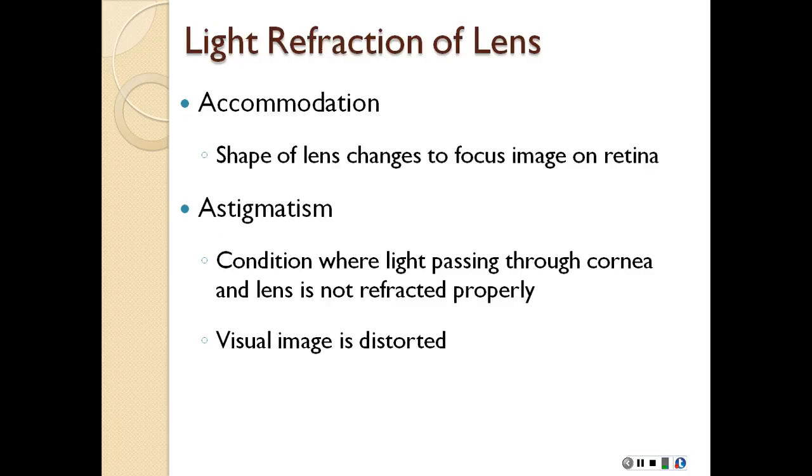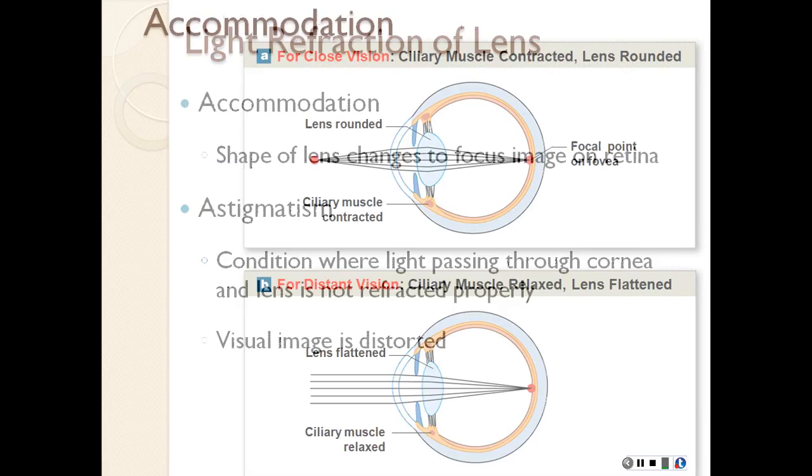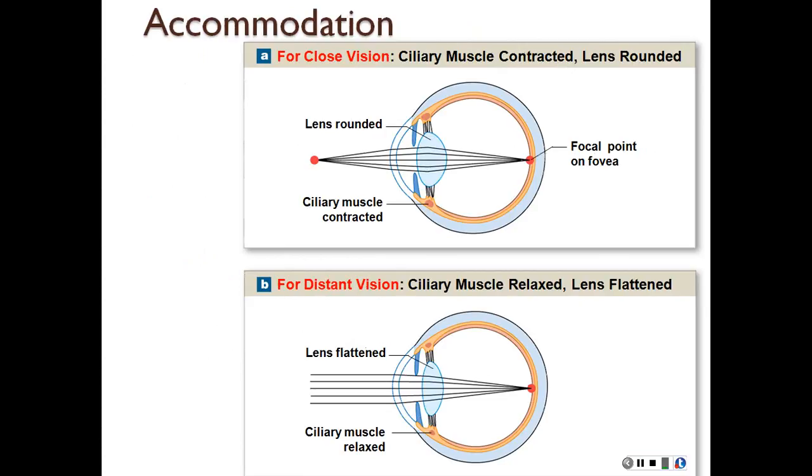Accommodation, I do ask you to know about accommodation, is the shaping of the lens depending on how close an object is that you're looking at. So we'll see the difference between looking at something at a distance and close up and how the lens reacts to those two situations. And astigmatism is a condition where light passing through the cornea and lens is not refracted properly. So again, refraction is just the bending of the light when it passes through the cornea, the aqueous humor, and the lens. And that's basically what you see here.